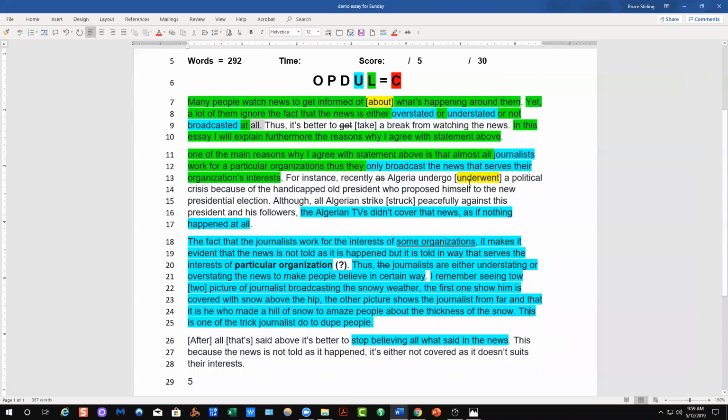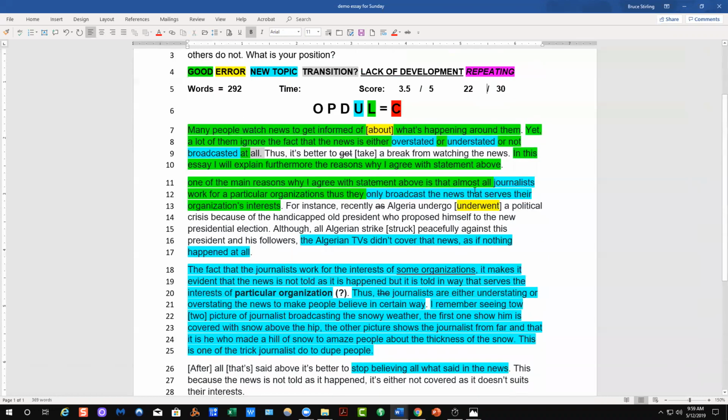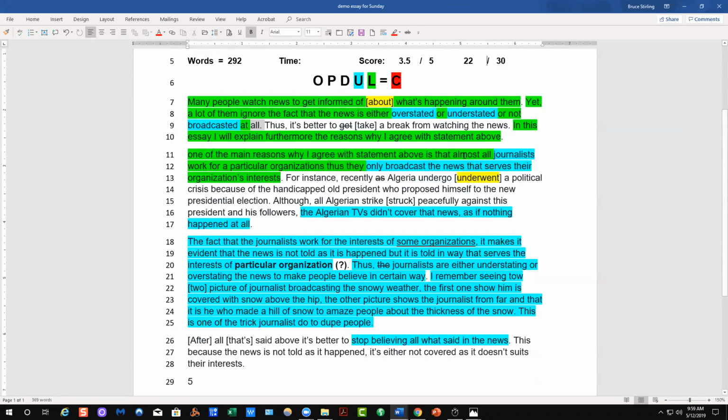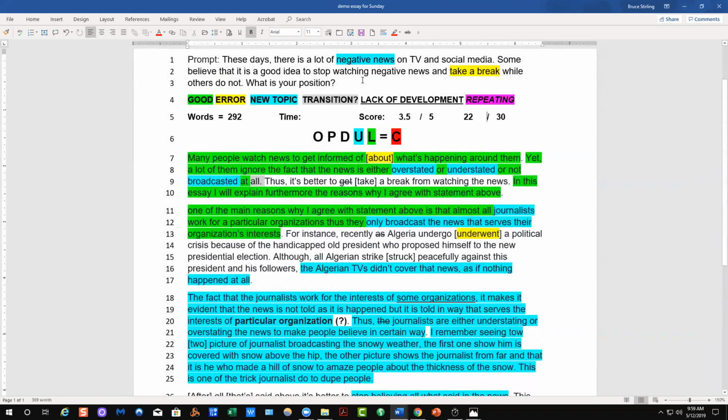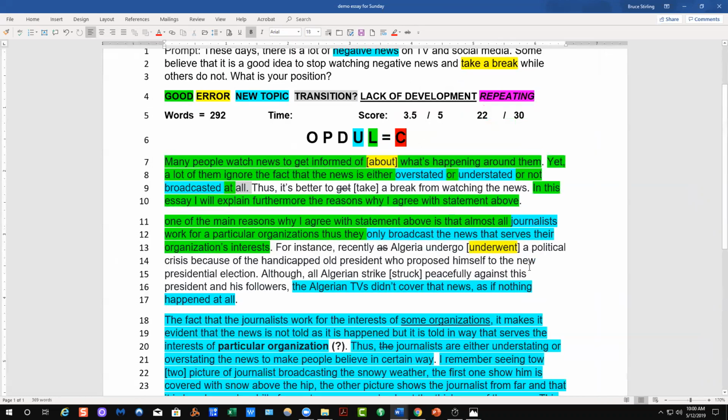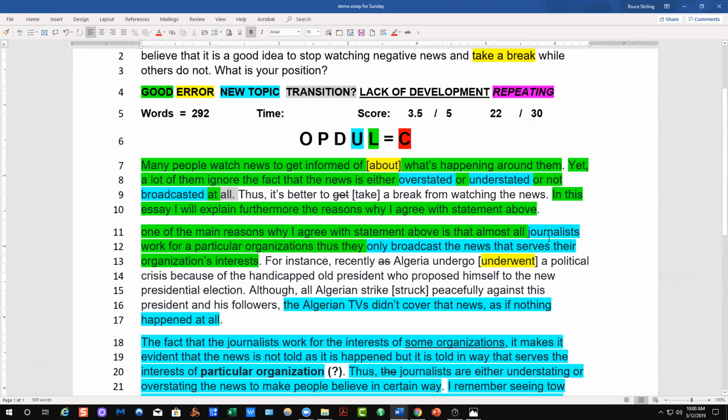So on test day, I would give this a 3.5. 3.5 is 22. Remember that there are a couple of raters. There's a computer, and two human raters. So the final essay score is an average of 3 scores. So this student is probably going to score in the 3.5 range. It could be 3.75, it could be 3.25, but this is a good indication of this score. So this essay scores 3.5.